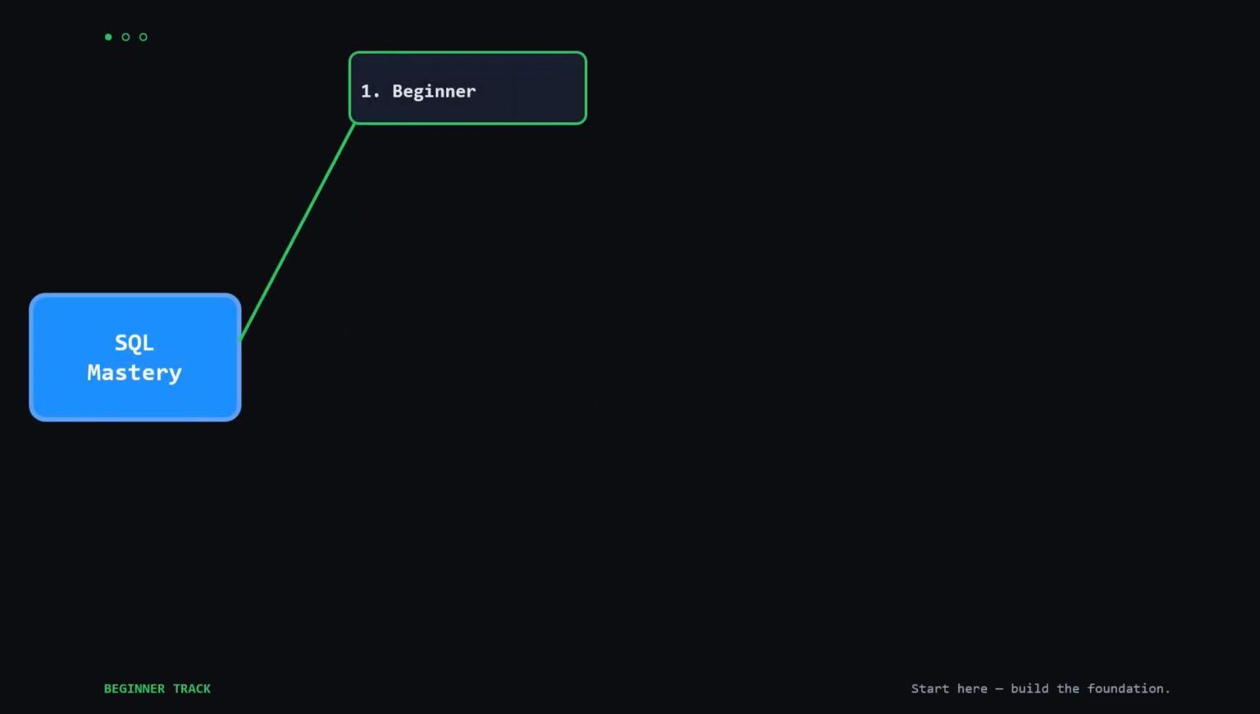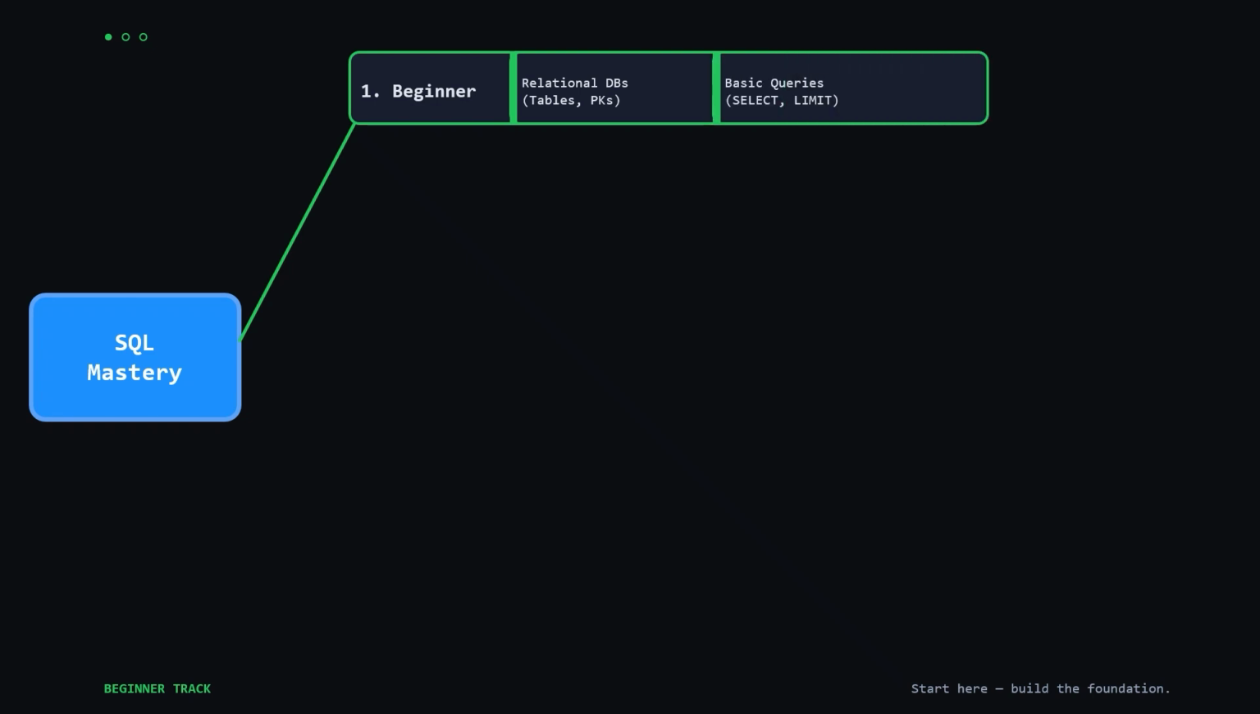Before you write a single query, you need to understand what you are actually working with. SQL runs on relational databases, systems that store data in tables. Every table has rows and columns. And these tables almost always have a primary key, a unique identifier for each row. Get comfortable with this model. It underlies everything else.